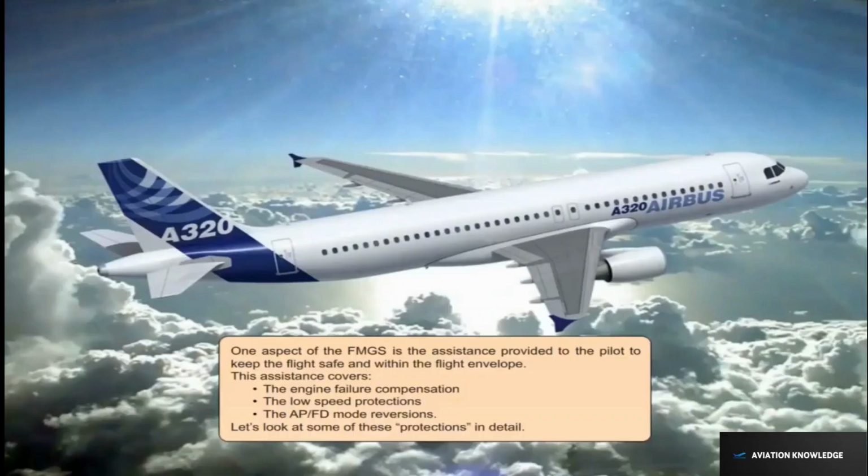One aspect of the FMGS is the assistance provided to the pilot to keep the flight safe and within the flight envelope. This assistance covers the engine failure compensation, the low speed protections, the autopilot flight director mode reversions. Let's look at some of these protections in detail.